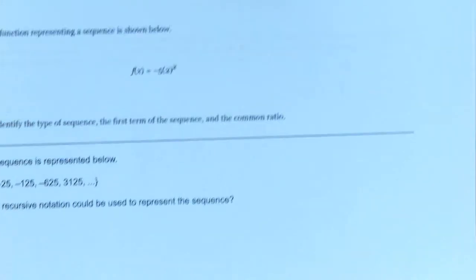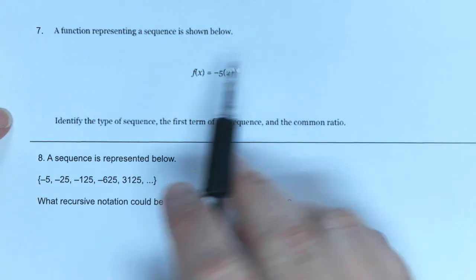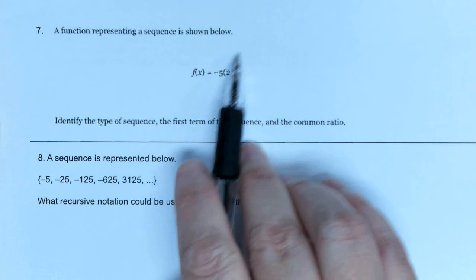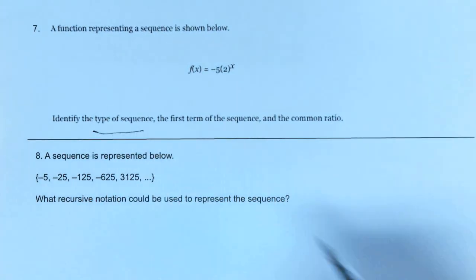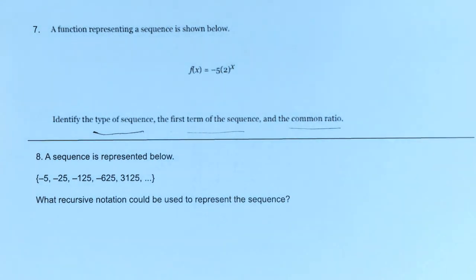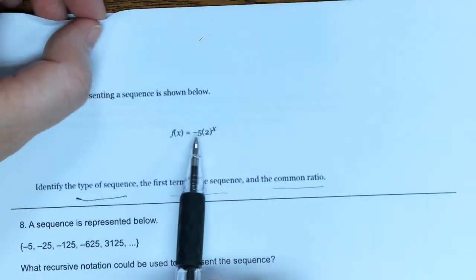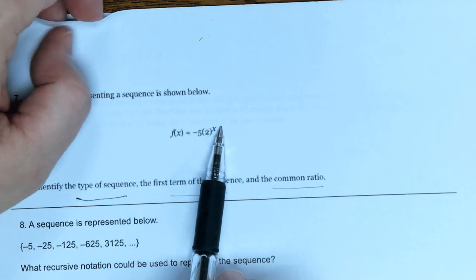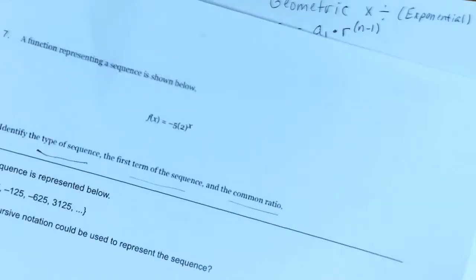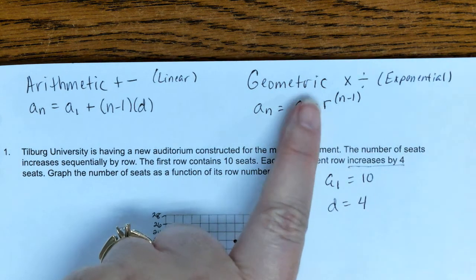So number 7 says a function representing a sequence is shown below, and it says f of x equals negative 5 times 2 raised to the x. Identify the type of sequence and then the first 5 terms and the common ratio. So we wrote this at the very top of the front of our review. So I'm just going to peek right there. See how this is something times something with an exponent? Which one of those types is it? Which one is something times something with an exponent? Yeah. So it's definitely this one, right?